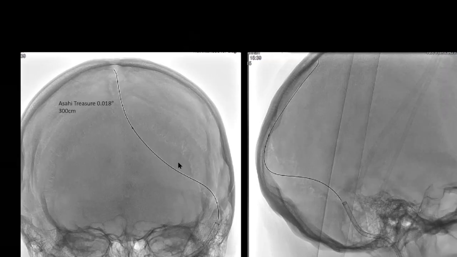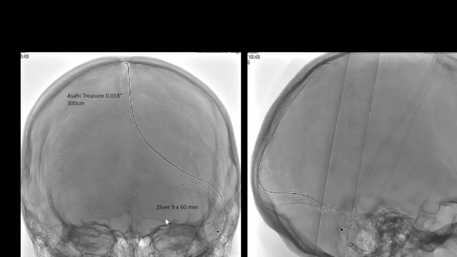Now, after all the measurements have been obtained, I then introduce an 18 exchange micro wire. I use an Asahi Treasure exchange wire. And then I advance, in almost all cases, a Silver 9x60. In some cases, I have used a Silver 8x60. This is a fairly easy to use stent that has been very reliable for this purpose.